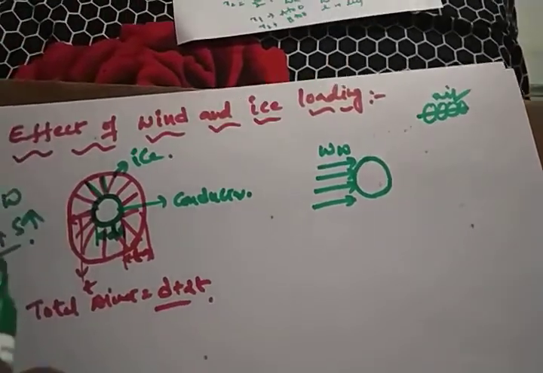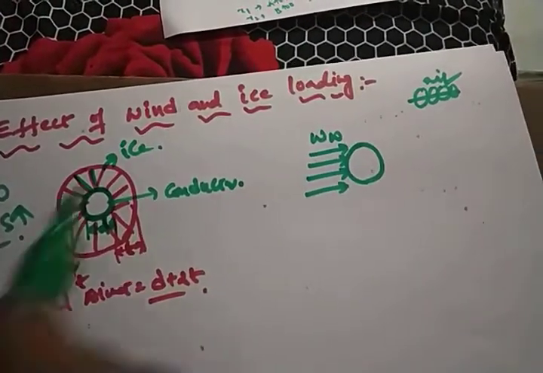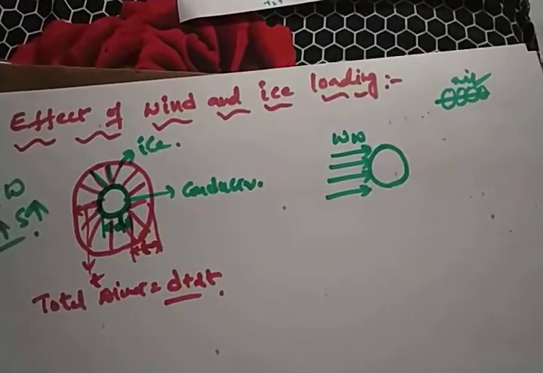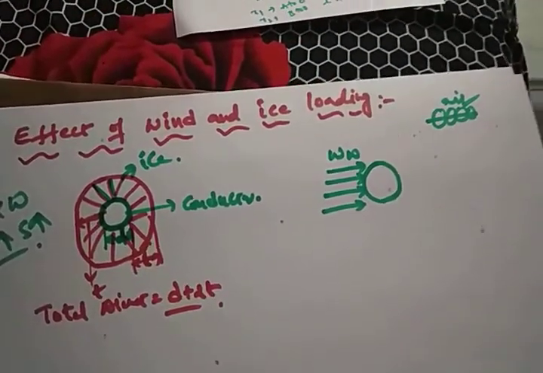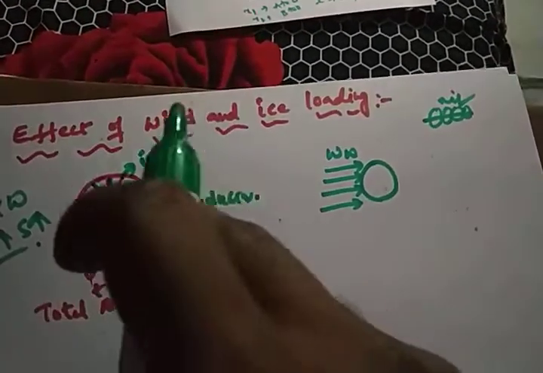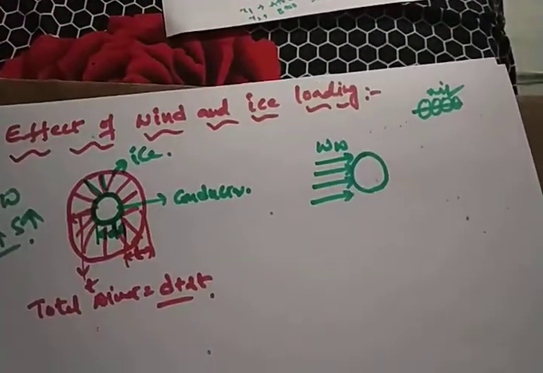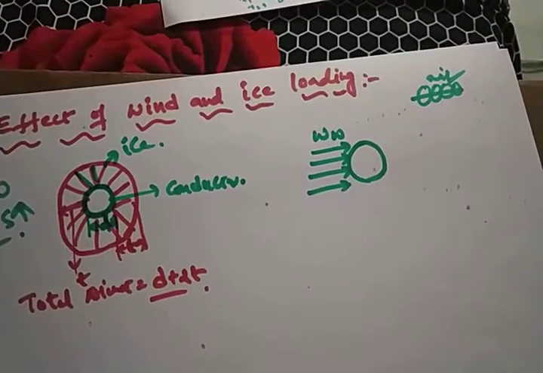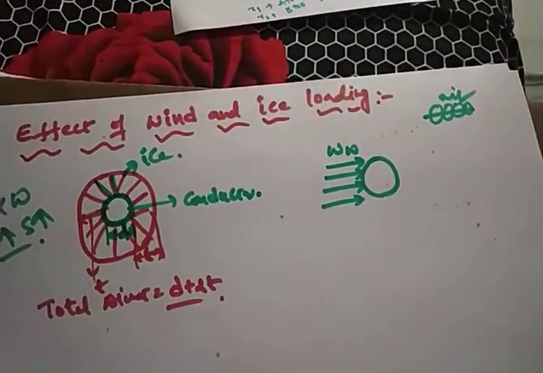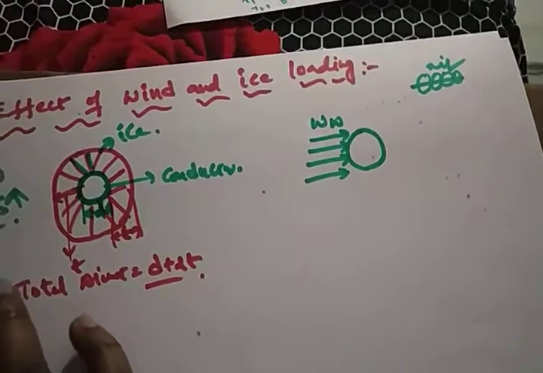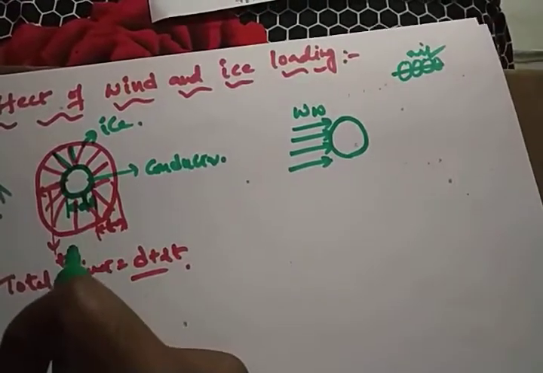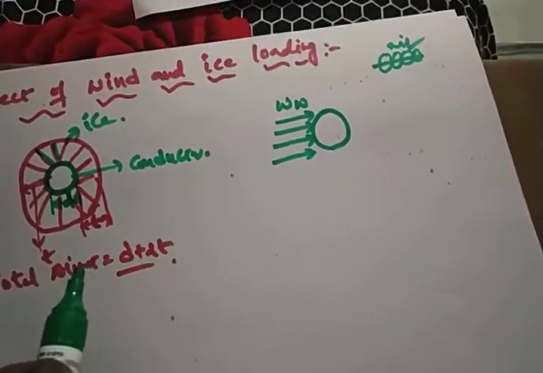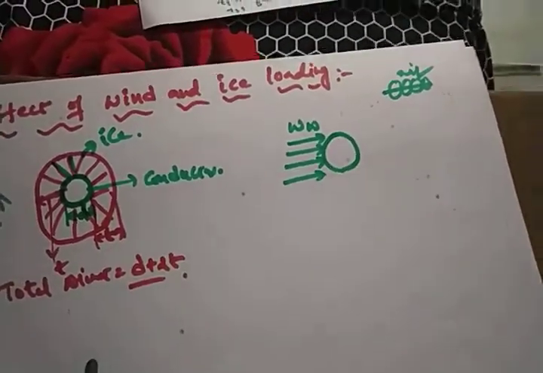So we have two types of loads present on the system. The first one is ice and the second is wind pressure. When ice is present, the ice will be around the conductor. With that ice, the weight of the conductor increases, so due to that weight, definitely your sag will vary. And one more stress is there. If wind pressure acts on the conductor, the conductor starts swinging, and if the conductor starts swinging, your sag also varies.